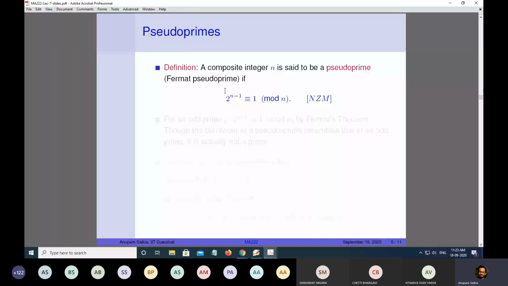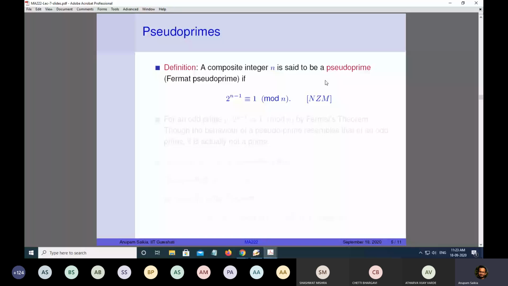Some books refer to it as Fermat pseudoprime also. Sometimes this terminology is also used. We are sticking to the notation in Niven, Zuckerman, and Montgomery, because in Barton's book a slightly modified version is given, where it is stated as 2 to the power n congruent to 2 mod n. That is a pseudoprime. And there are some reasons why it is done that way.